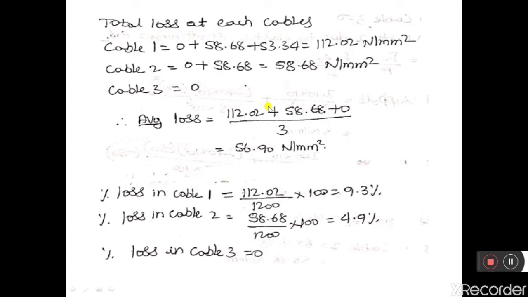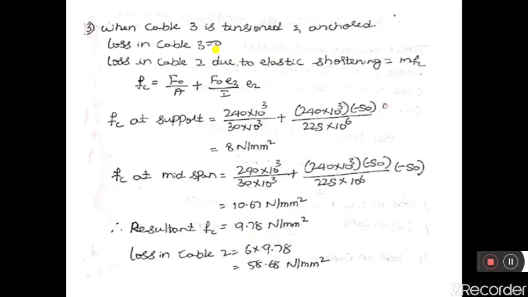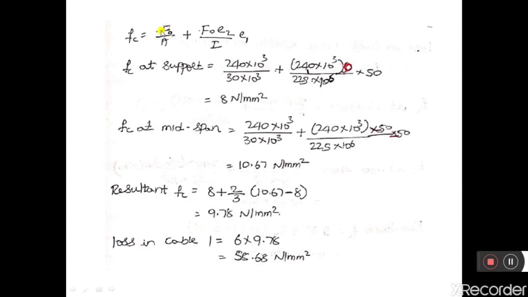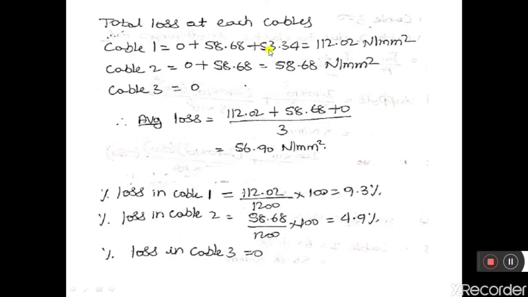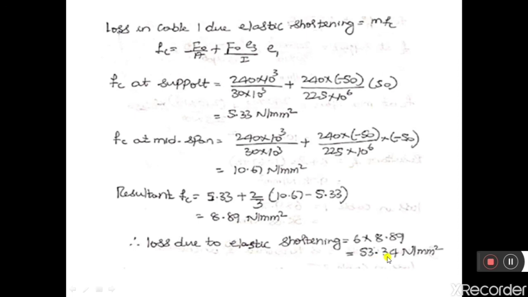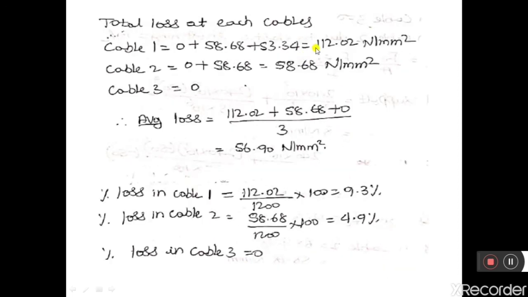So total loss at each cable. So total loss in cable 1. When cable 1 is pulled, the loss is 0. When cable 2 is pulled, the loss is, see here, 58.68. And when cable 3 is pulled, the loss is 53.34. So total loss in cable 1 is 112.02 Newton per mm square.